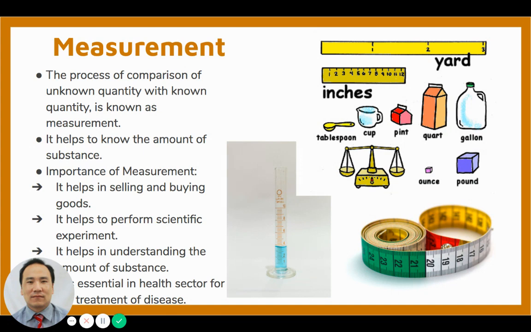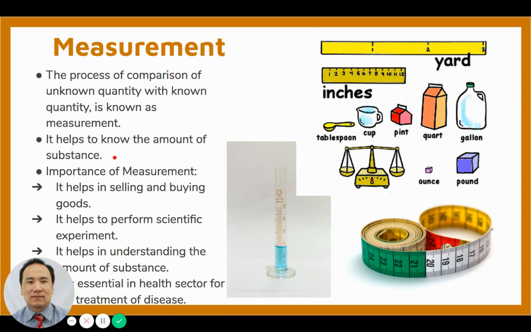Whenever you measure, you take one unknown quantity, because we don't know the amount of that quantity, and we compare that unknown quantity with a known quantity. After comparing the unknown quantity with the known quantity, you will know the amount of the unknown quantity. That process of comparison of unknown quantity with the known quantity is known as measurement. And it helps to know the amount of substance. Why measure? To know the amount of substance.